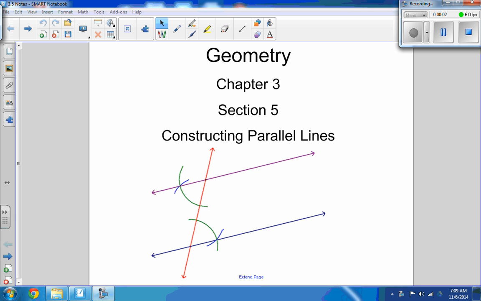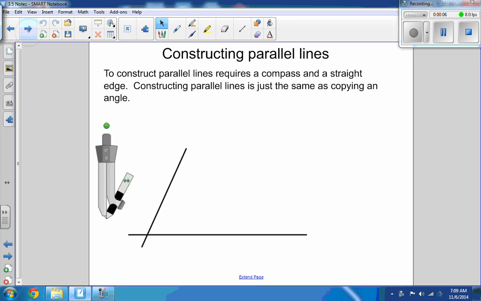Geometry, Chapter 3, Section 5, Constructing Parallel Lines. To construct a parallel line requires a compass and a straight edge. So when we're thinking about what we're going to do for constructing a parallel line, it's actually very similar to copying an angle. So what I'm going to do is copy this angle here.